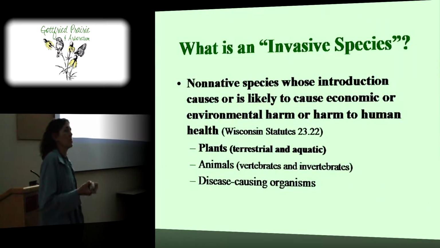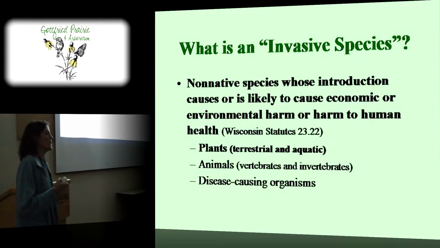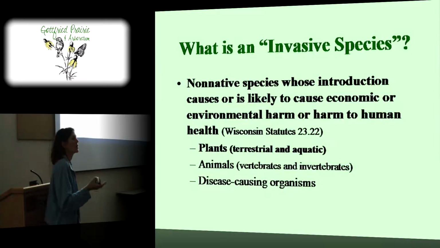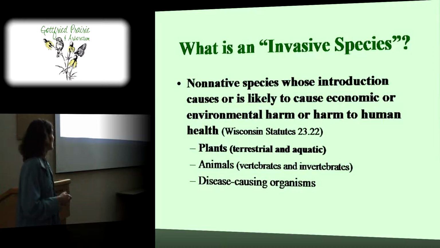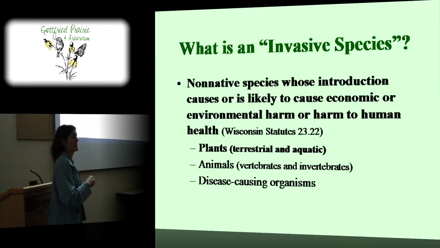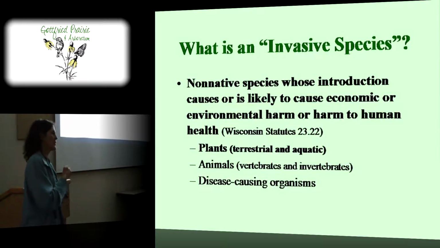So first we'll start off with what is an invasive species. There's lots of definitions for this, and in Wisconsin the legal definition for invasive species is that it covers only non-native species and the introduction causes or is likely to cause economic or environmental harm or harm to human health. This "or is likely to cause" is really important because that allows us to put species on our invasive species list that are not yet here in the state. We know that when they get here they're going to be a problem, but we can put them on ahead of time. And it covers all these different organisms.